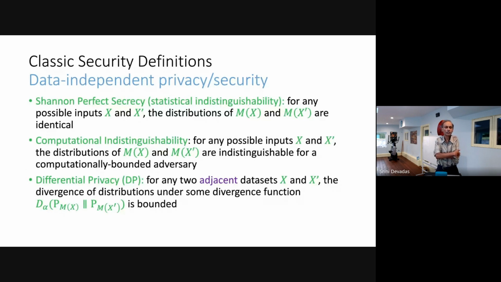But what you see here is you're looking at the probability distribution of M of X and the probability distribution of M of X prime. And this bar in the middle here signifies the divergence between the two. So just think of it as distance. And you're saying the distance is bounded in some fashion. And so that essentially says you're going to make it hard for the adversary, if this distance is bounded, to distinguish between M of X and M of X prime.